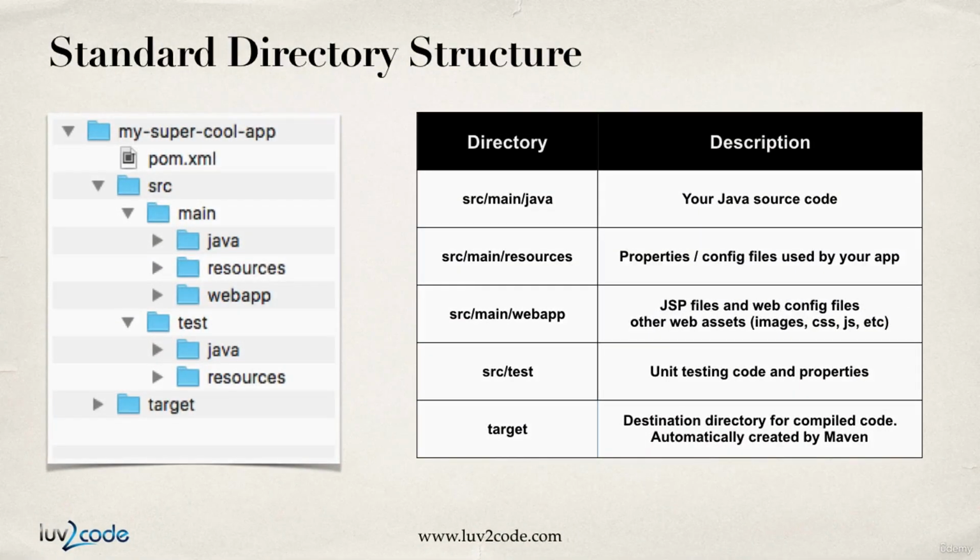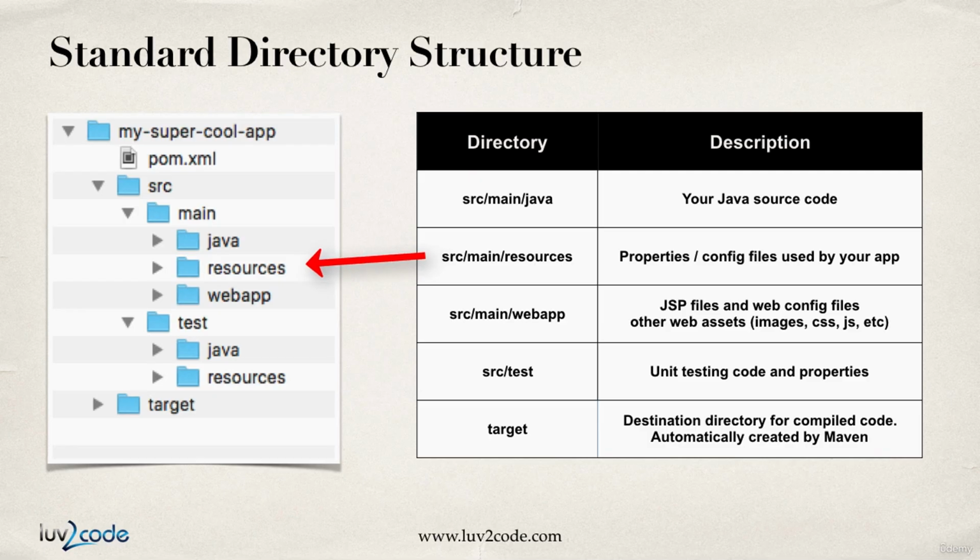So here's the directory structure. For my super cool app, at the root of the directory, I'll have this pom.xml file. That's the Maven configuration file, your shopping list. We'll cover the pom.xml file a little bit more in detail later. But we have this one area here called source main Java. So this is where you place your Java source code.